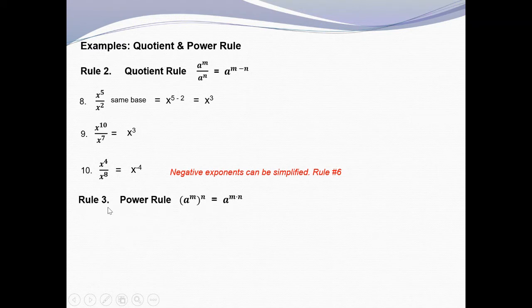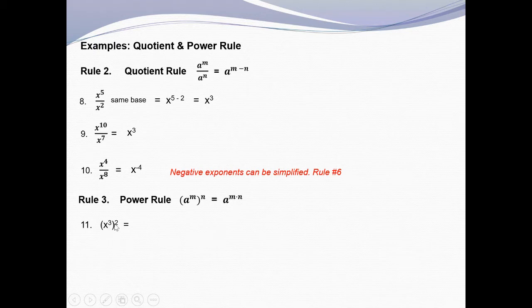This is rule number 3. This is the power rule. If you have a base raised to a power and then raised to another power, we multiply the powers, which will be a to the m raised to the nth power equals a to the m times n. So let's see some examples.